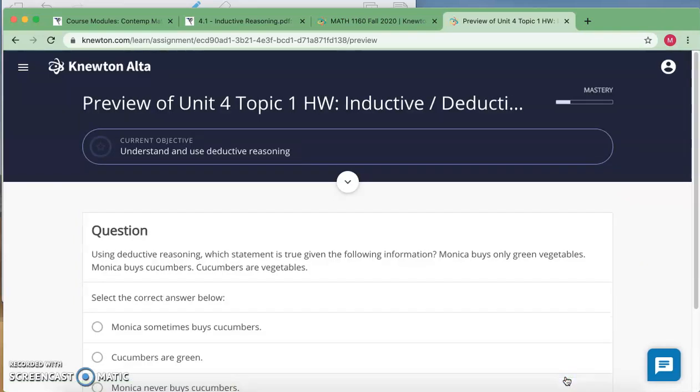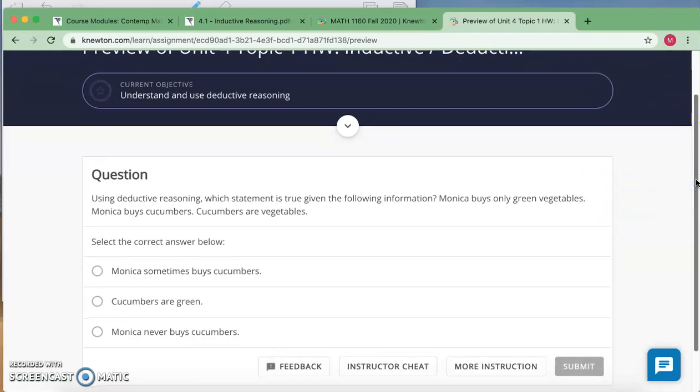Again, some of this is just a matter of coming up with it. So let's see what this one says: deductive reasoning. In this one, we're actually given a theory and we're going to test it given more specific information. So here we're using deductive reasoning. Which statement is true given the following information?